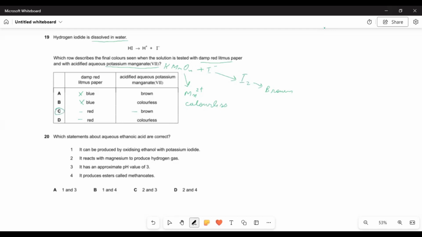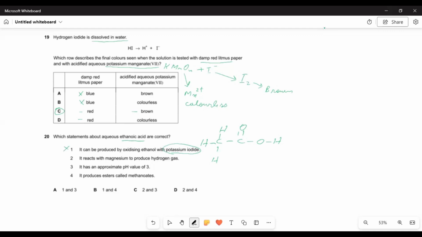Now, question number 20. Which statements about aqueous ethanoic acid are correct? This is ethanoic acid. There are 3 hydrogen atoms here as well. It can be produced by oxidizing ethanol with potassium iodide. No, it can be produced by oxidizing ethanol with potassium dichromate 6 or potassium manganate 7, but not with potassium iodide. So 1 is wrong.